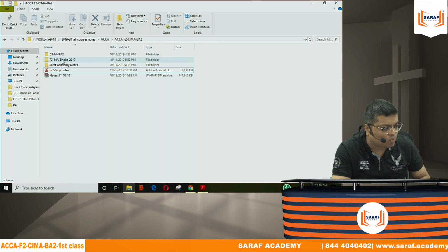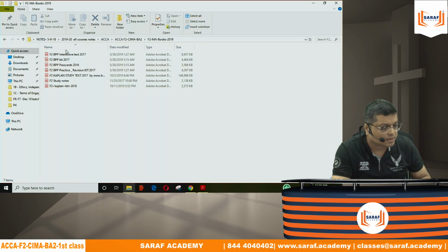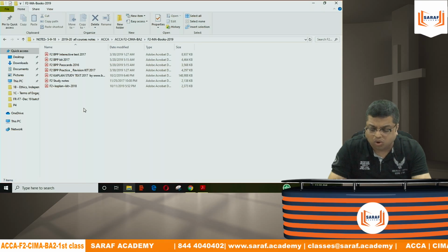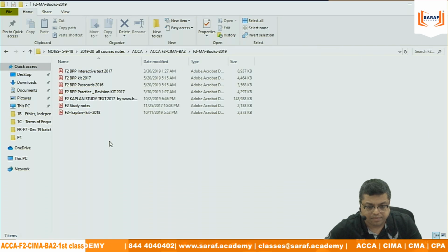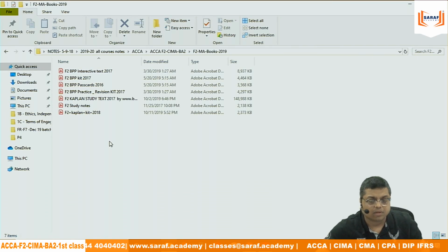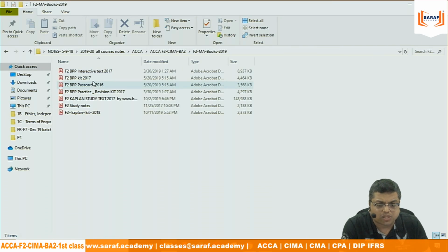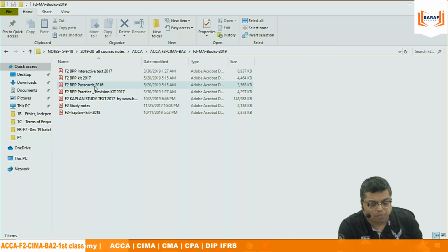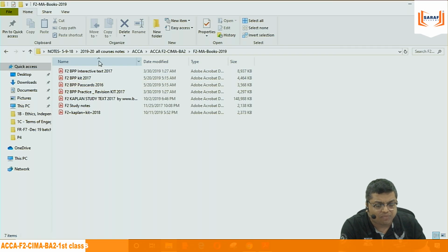Suppose first of all I am going into the F2 MA books. These are the books you all will be getting. The BPP books I will not generally be referring to in the class. You can refer to BPP books for your own purpose, for any topic, for any question. If you have a doubt, you can ask in the class, but I will not be referring to BPP books in the class. I will be referring only to Kaplan books.